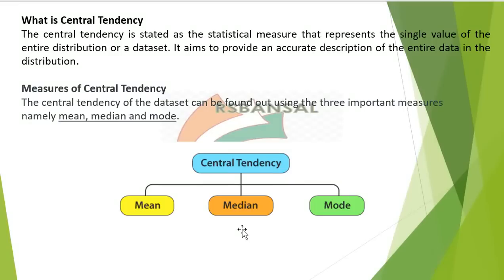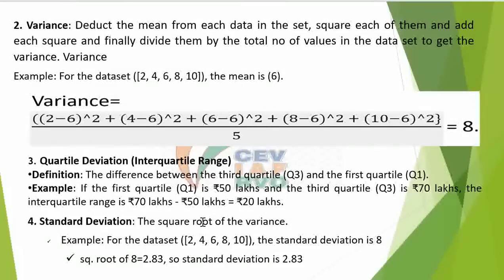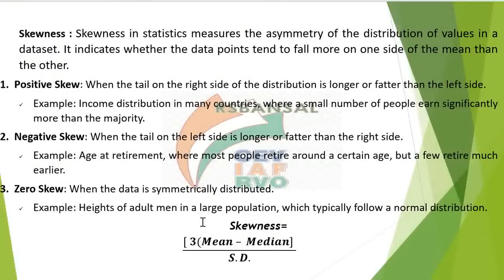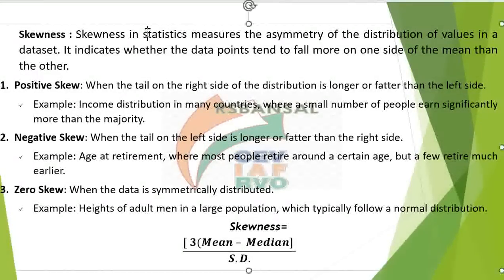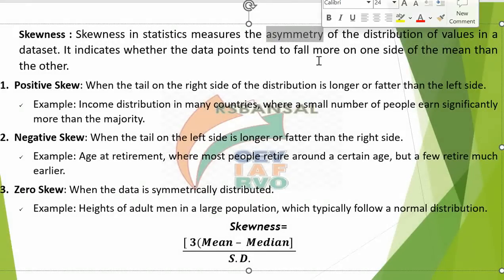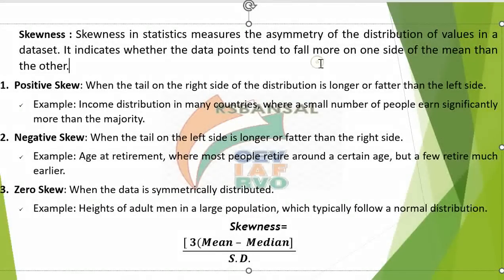So next we will study skewness. So basically, what is skewness? Skewness in statistics measures the asymmetry of the distribution of values in a data set: how the values are distributed, and how symmetrically or asymmetrically the values of the data set are distributed. There are three types of skewness.